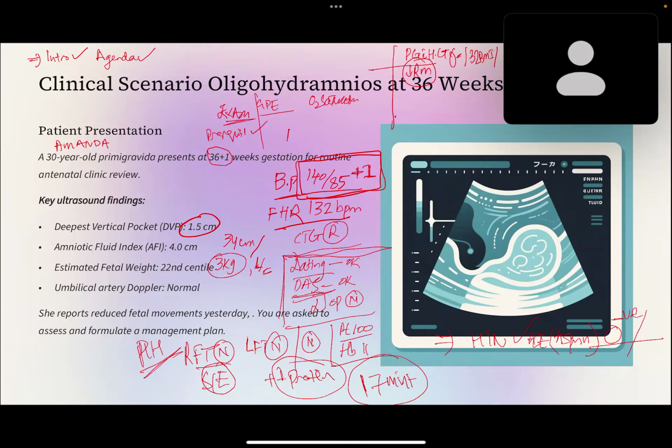And her physical examination shows a reduced fundal height of more than 2 centimeter. She's at 34. Her fetal heart rate is okay. CTG is reactive. Her pregnancy corresponds to the dating scan. Detailed anomaly scan was normal.